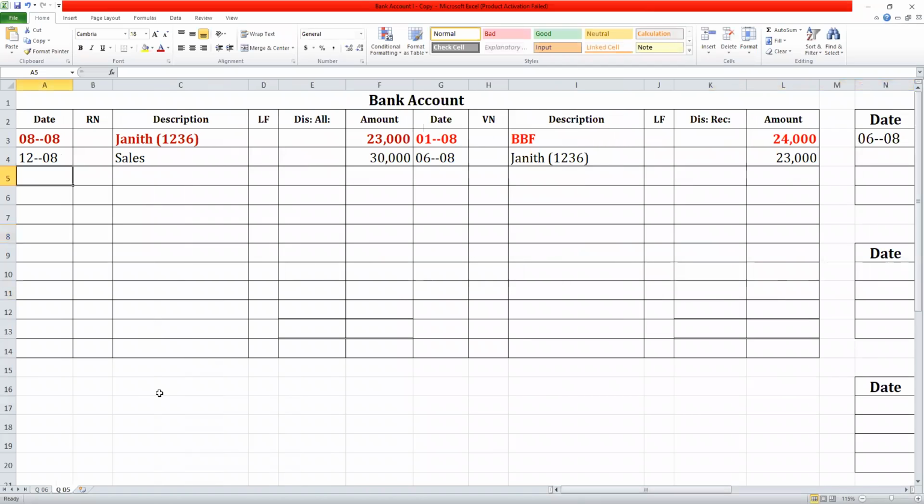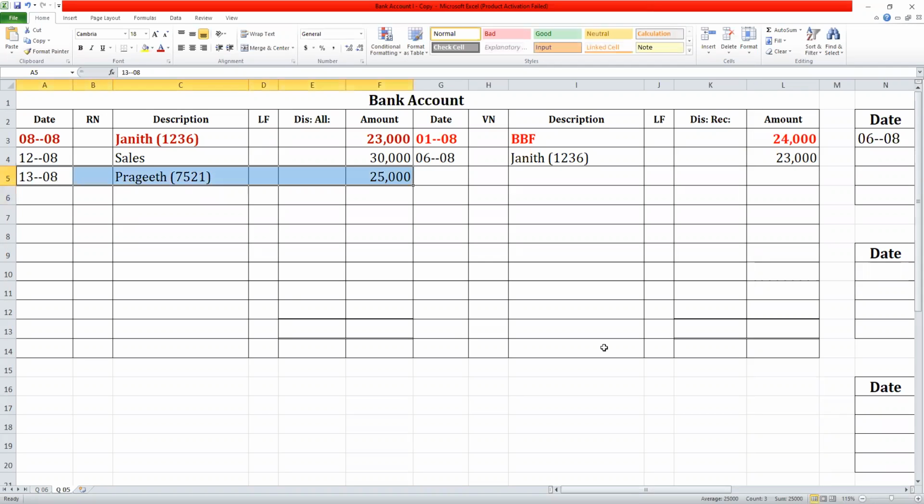Next date is 13th of August. Check received from Prageet. Check number is 7521. Amount received from Prageet through this check is 25,000. It's a deposit. It was deposited on the same day. So debit the bank account.